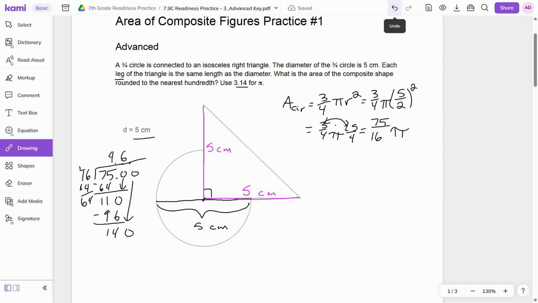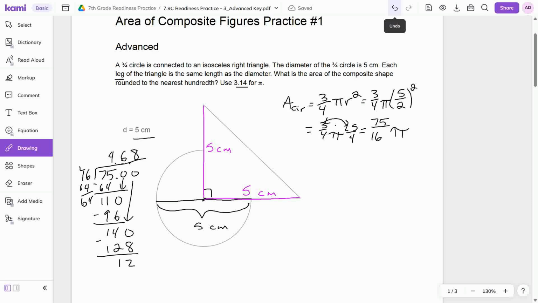So 16 goes into 140. See, 9 is going to be 144, so let's do 8. And that's going to be 128. I just took my 64 and doubled it because 16 times 4 is 64. So if I double that, I'm going to get my 16 times 8. And it goes on and on and on. But let's just deal with that.